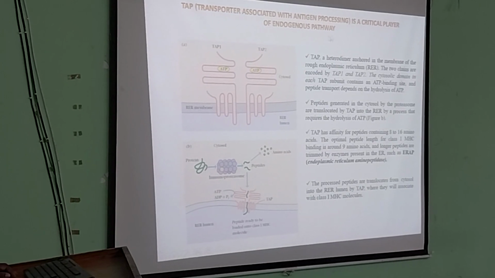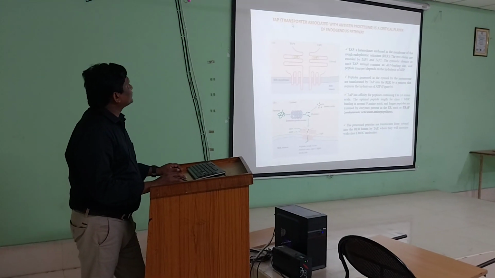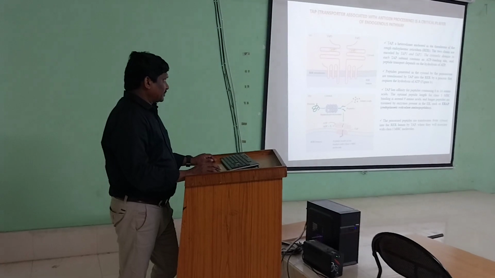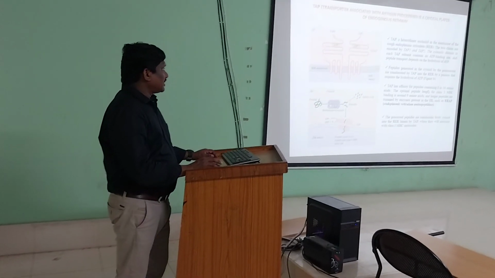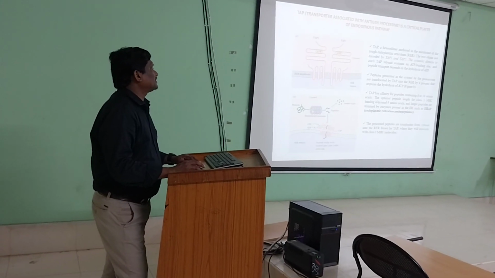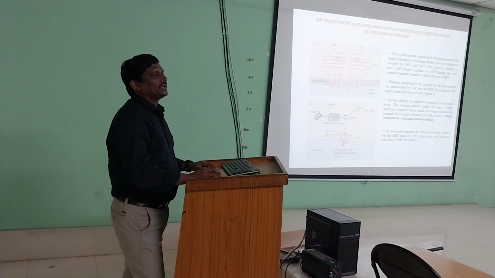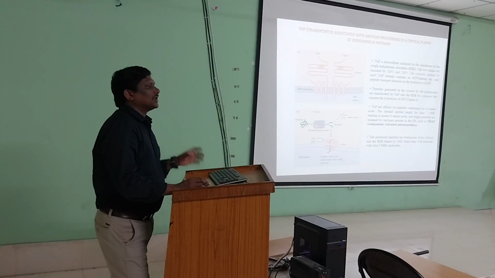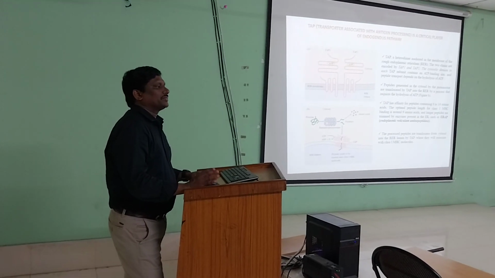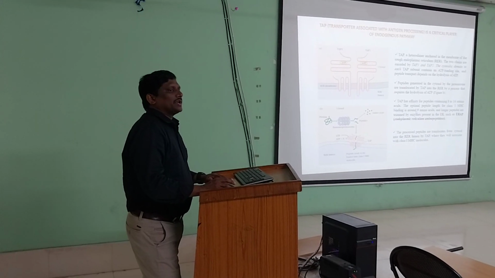So in addition, the endogenous pathway also takes help of a protein called transporter associated with antigen processing. This particular protein has an affinity to a peptide that contains 8 to 16 amino acids. This is the optimal peptide length for accommodating a peptide into the class 1 MHC peptide binding groove. That means the class 1 MHC peptide binding groove can only accommodate about 9 amino acids.